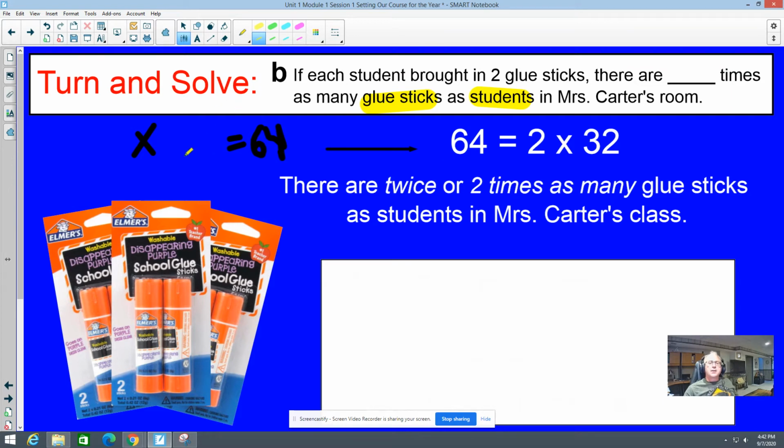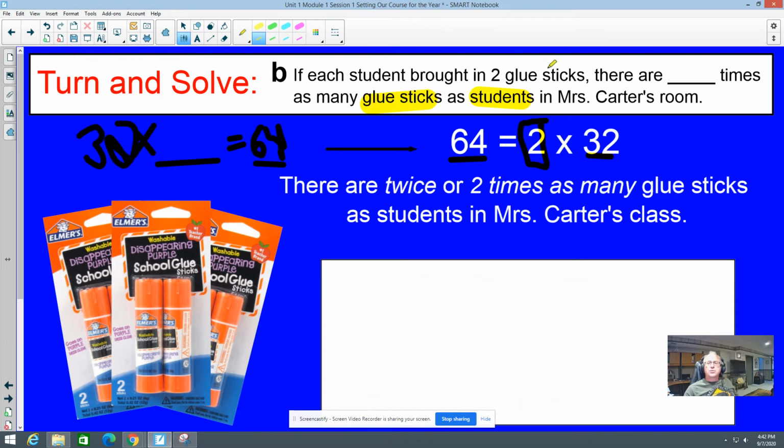Okay. And then I say, so it's like the students. There were 32. Oops, that was a bad two. 32 times something equals the 64. Or I could have said there's 64 glue sticks equals blank times, this is what we're looking for here, 32, which is the students. Either way would work. So some of these second ones here are a little tricky if you word it.